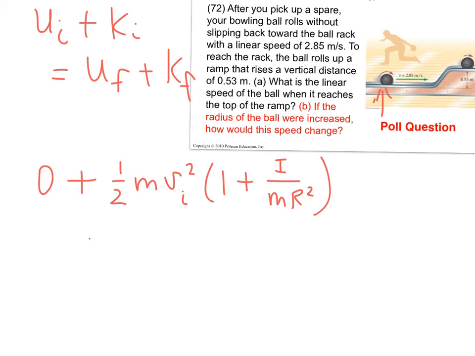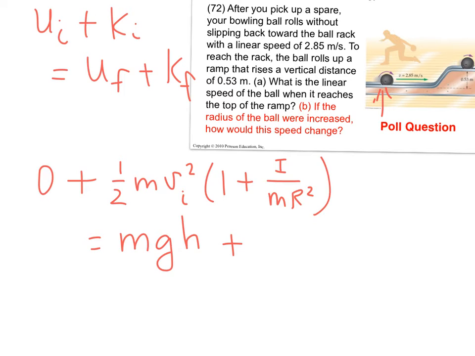This is the initial mechanical energy. You've got to equate that to the final mechanical energy. When you rise up 0.53 meters, your final potential energy is mgh. Now I'm going to leave that as h.